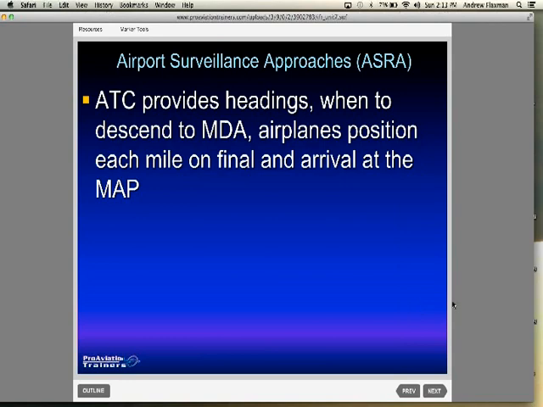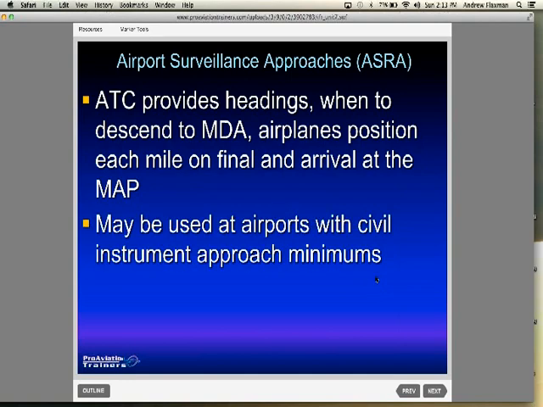Yeah. Air traffic control provides headings, when to descend to the minimum descent altitude, airplane position each mile on final, and arrival at the missed approach point. That's just for an airport surveillance approach, which is rare. May be used at airports with civil instrument approach minimums.